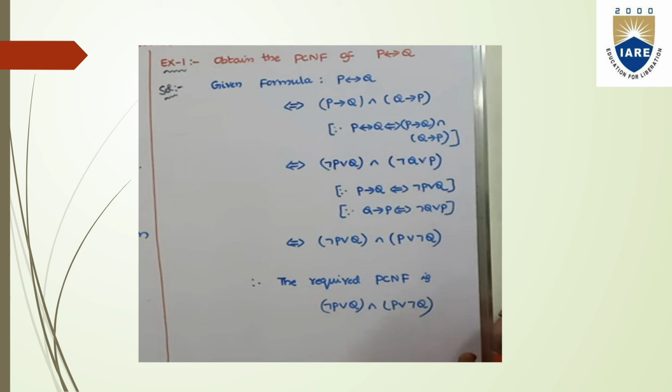In the next step, we are going to write it as negation P or Q and negation Q or P, because P conditional Q is equal to negation P or Q, and Q conditional P is equal to negation Q or P. So after this, we get negation P or Q and P or negation Q. So the required PCNF of P biconditional Q is negation P or Q and P or negation Q.